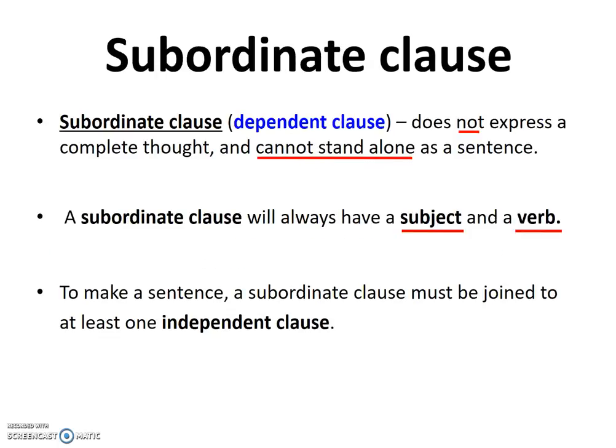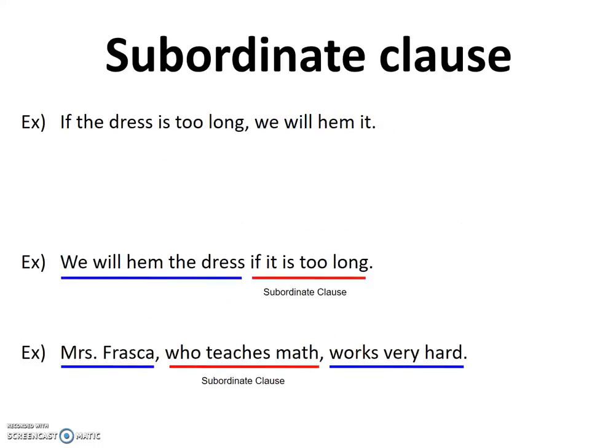The next type of clause is the subordinate clause. It is also known as the dependent clause. It does not express a complete thought and cannot stand alone as a sentence. A subordinate clause will always have a subject and a verb. To make a sentence, a subordinate clause must be joined to at least one independent clause. Let's take a look at some examples with a subordinate clause.